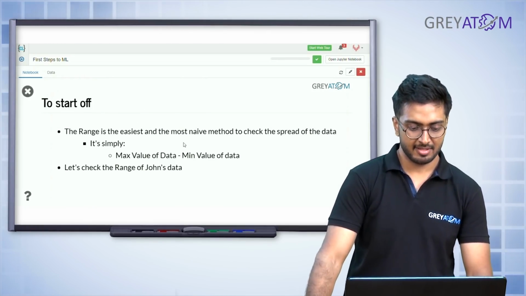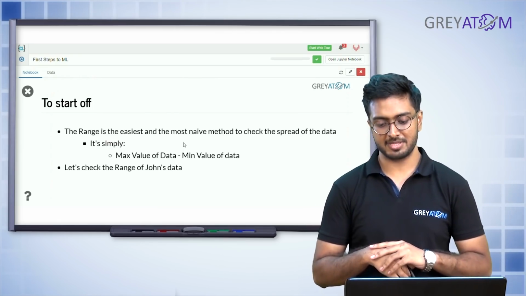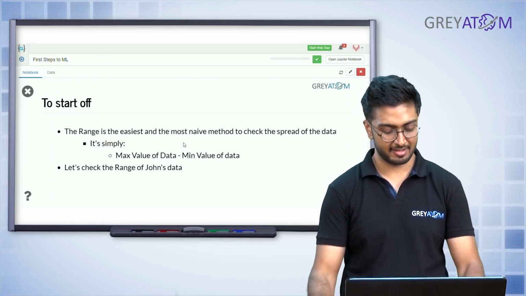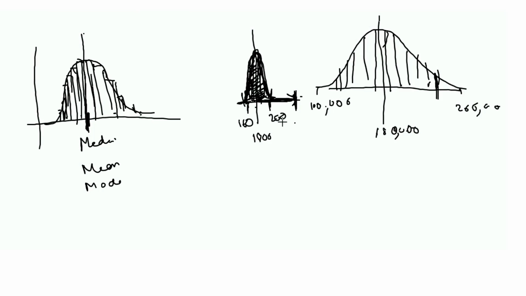That's the next question. First off, range is the easiest and most naive way to check the spread of data, right? Range is basically the maximum value minus the minimum value. So 200 minus 160, which in this case is 40,000. And in this case the maximum value is 260 and the minimum is 100, so the range is 160,000. So this is range.